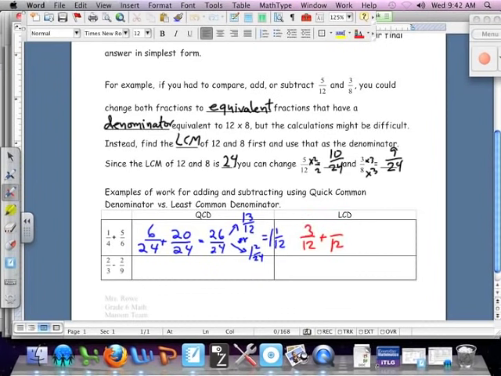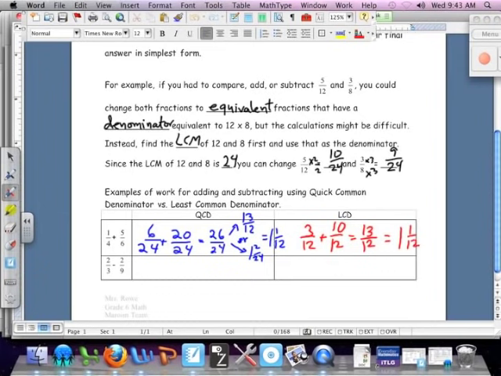5/6 is equivalent to how many 12s? 10 12s. I add up 3 12s plus 10 12s and I get 13 12s. So I do still have to make it proper in the end, but it saves me a step of having to show 2 steps. So making it proper in the end, I get 1 and 1/12.